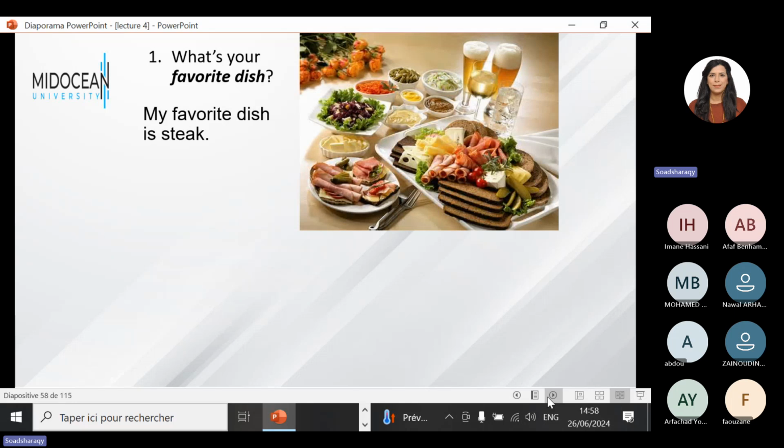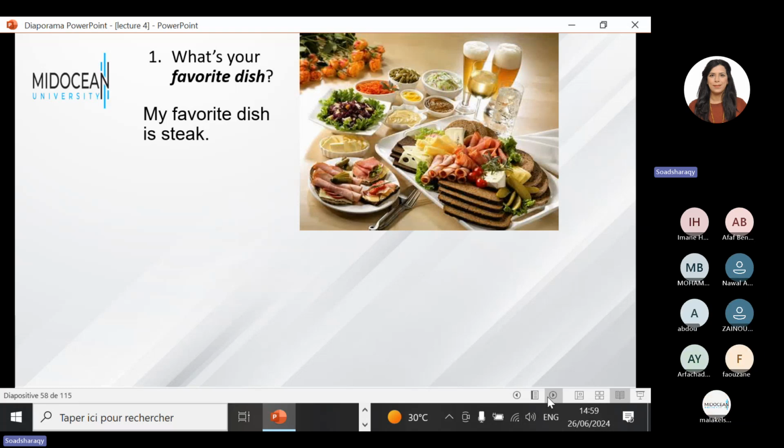Okay. Do you know the Tunisian couscous? Yes, I do. Really? I'm in Morocco now. Okay. So my favorite dish is couscous. Okay. And it's delicious. Okay, and tastes spicy too. Yeah. Great.